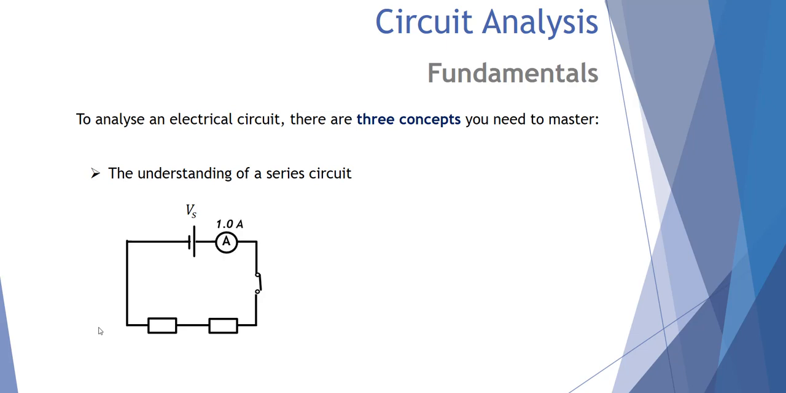So first of all, let's consider 1 amp leaving the battery, 1 amp between the components, and 1 amp after the components. So in a series circuit, current is constant.